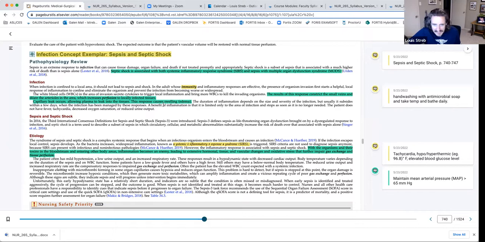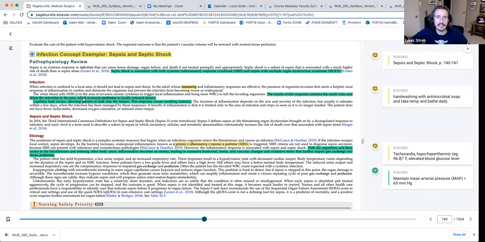Infection. What does infection cause? We're talking about immunity, right? I want you to look here. The result of this response constricts the small vessels and dilates the arteries. What happens when you do that? If you dilate the arteries, what happens to your pressure? If I dilate my arteries and they're wider, what happens to my systolic pressure? It starts to decrease, and my diastolic pressure stays the same. So I have a narrowing pulse pressure, which means I'm not perfusing. That's shock.